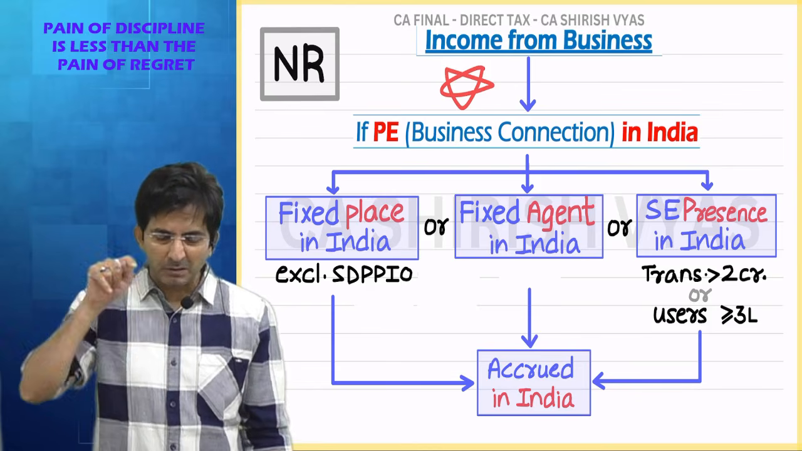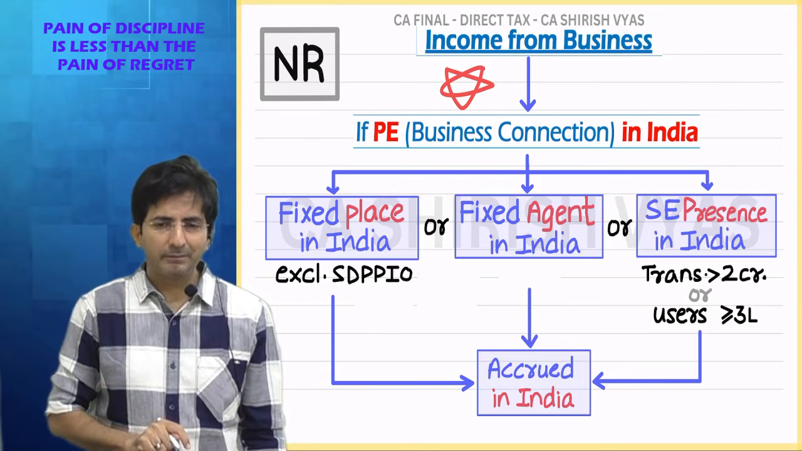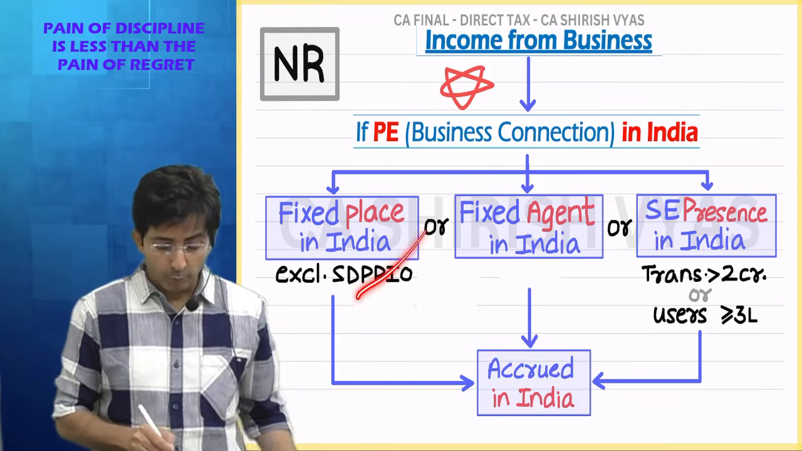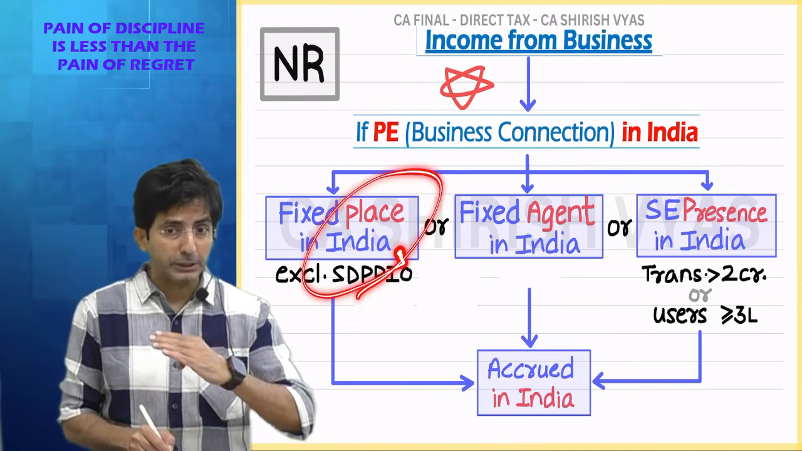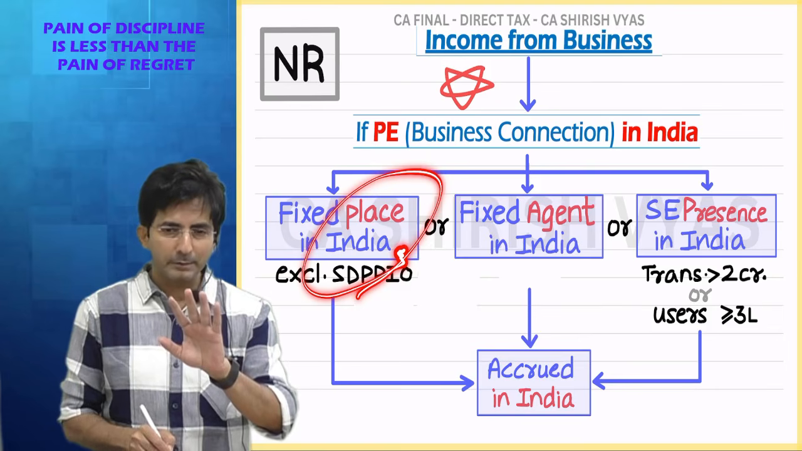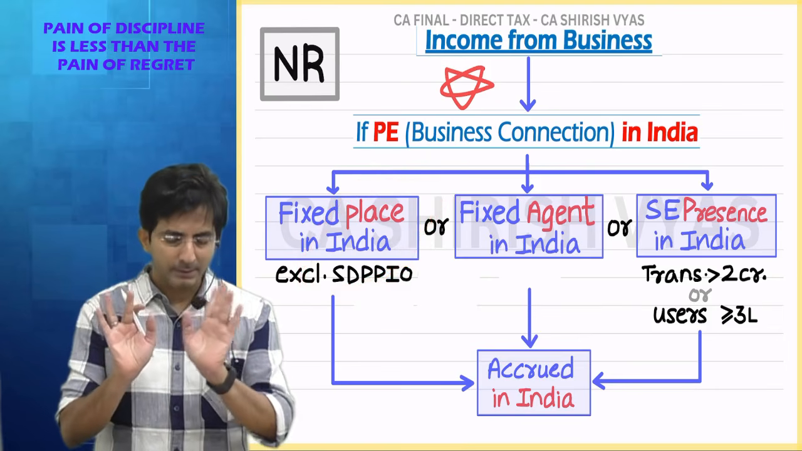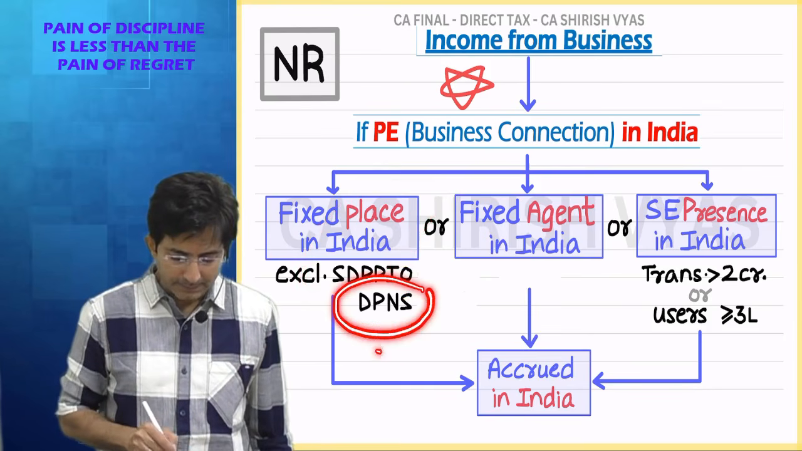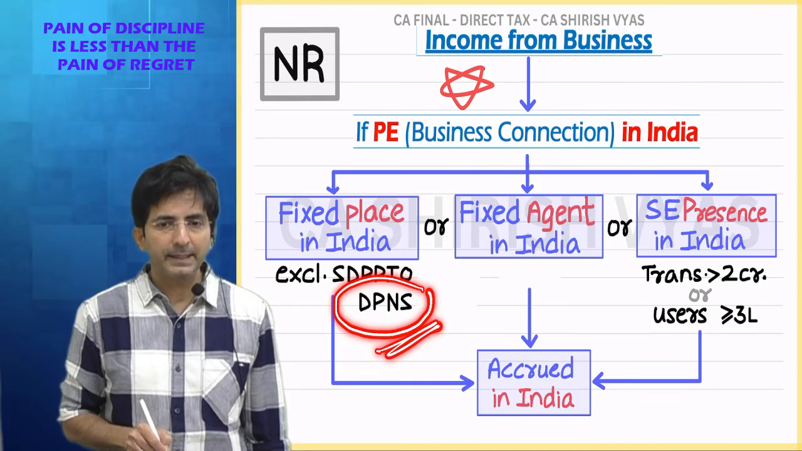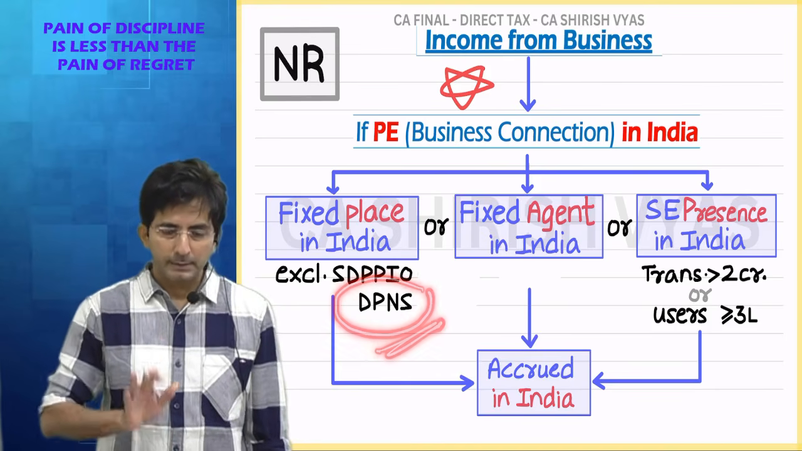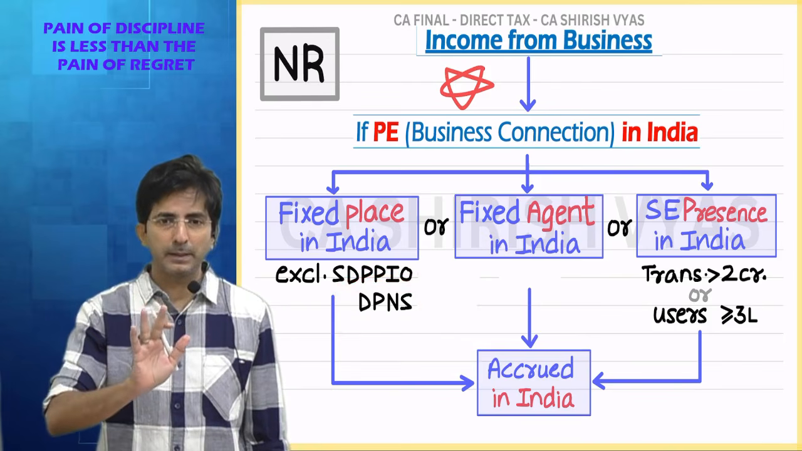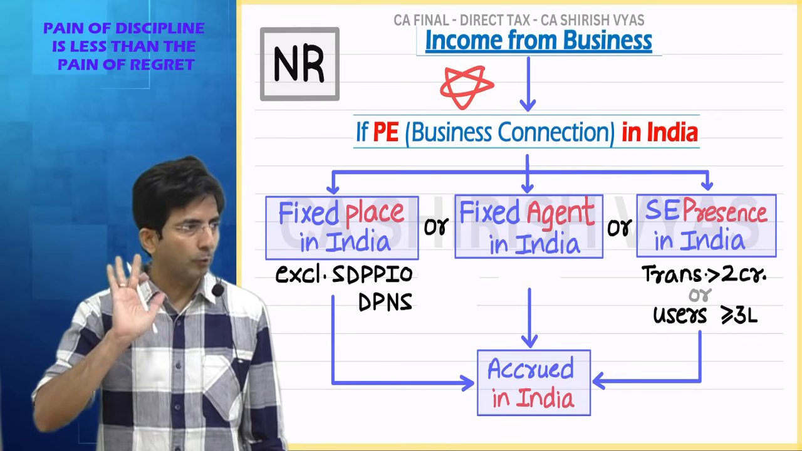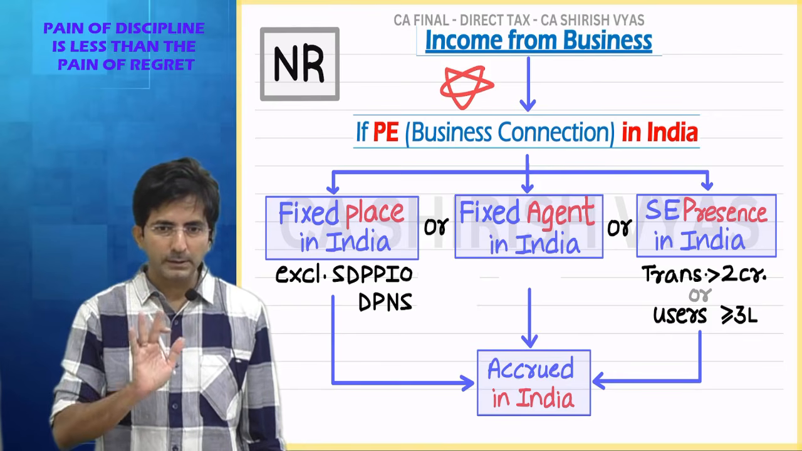Right now I was cursing Section 9. Why? Because Section 9 is so strict. It says if you have a place in India, you are gone, you will be taxed in India. But Section 9 also gives some concessions. What are the concessions? Four places are exempt: DPNS. I'll tell you the full form. This Section 9 is a little harsh, but it is not that cruel either. It also gives you exemption for four places. What are the four places?